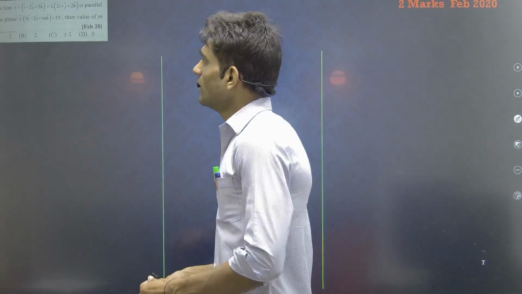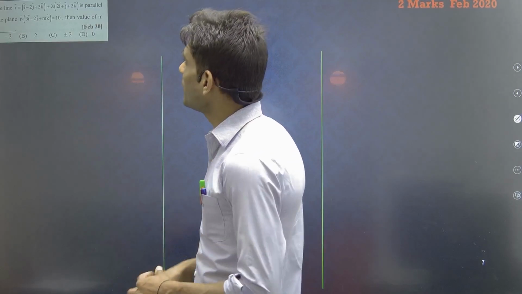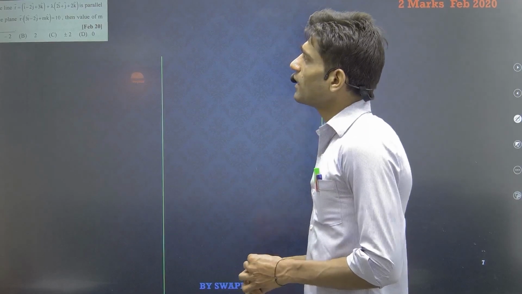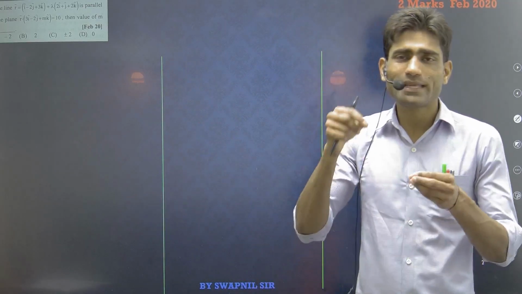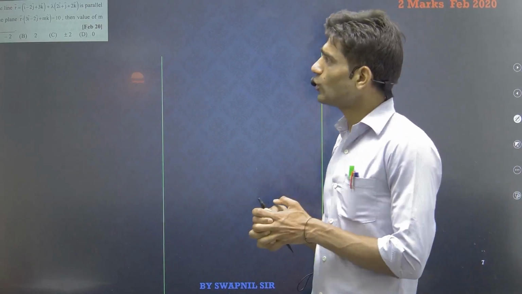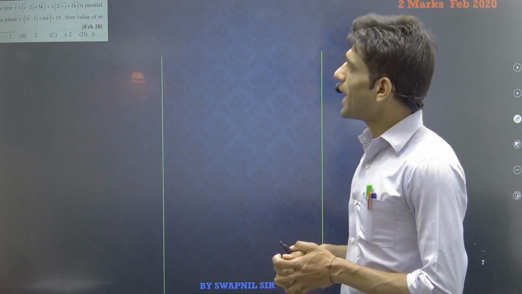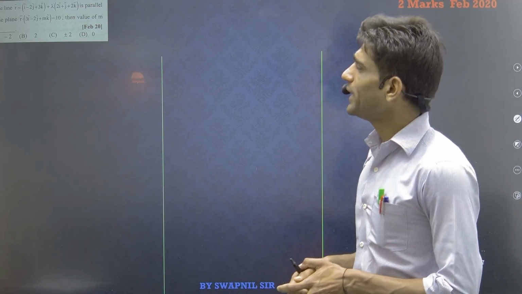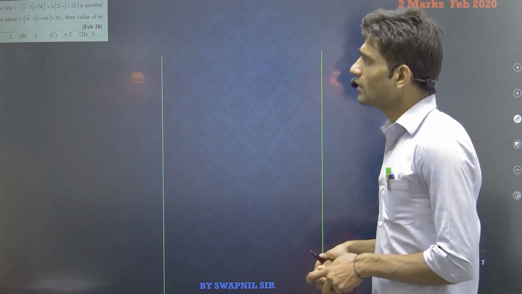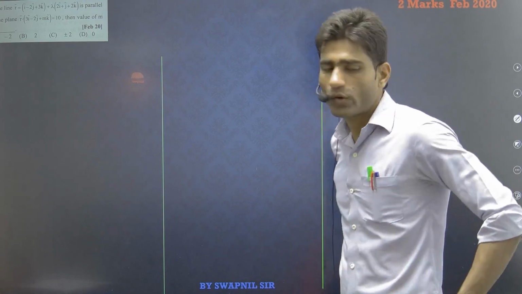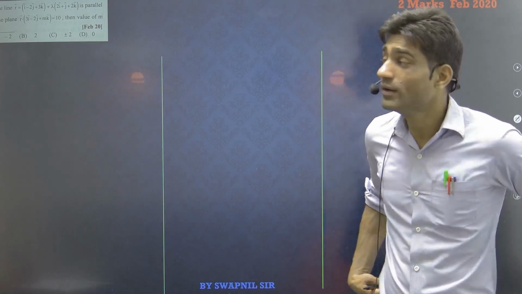We have a line given here: r bar equals i minus 2j plus 3k plus lambda into another vector, that means a plus lambda b. This is the equation of a line which is given. It is parallel to the plane, and the equation of the plane is given as r bar dot n bar equals 10. We have to find the value of m here.